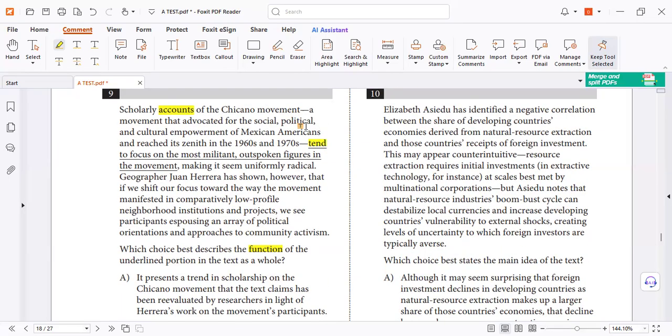Remember, two dashes mean an explanation of what the movement is. So count tend to focus on.